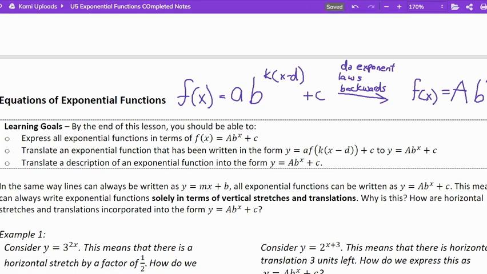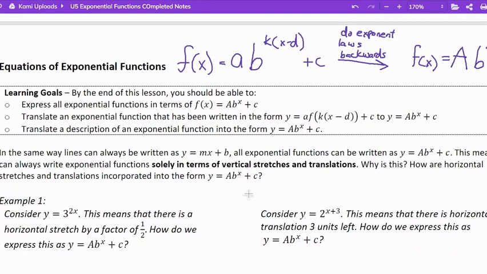Okay. So do you see the difference? We're going from an original equation that has potentially 4 transformations to an equation that only has 2. Okay? And how do we do it? We do exponent laws backwards. That's why when we did the warm-up yesterday, we practiced the exponent laws, and then I told you guys, do them backwards.